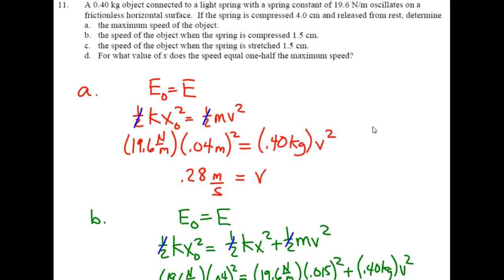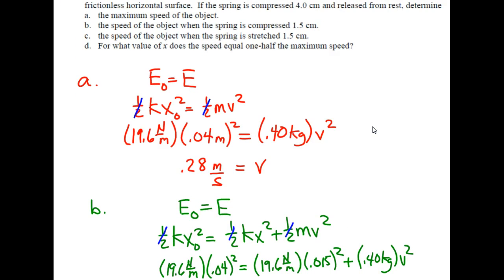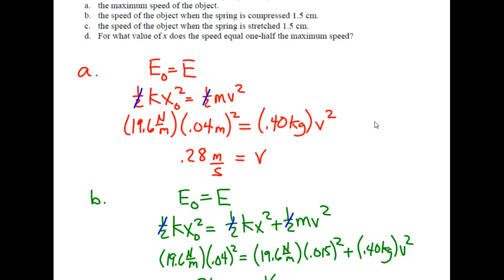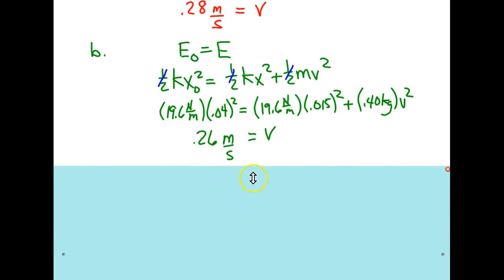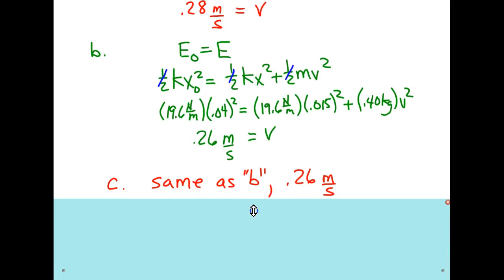For C, they want the speed of the object when it's stretched 1.5 centimeters. This answer is going to be identical to a compression of 1.5 centimeters, because the stretch or the compression is measured from equilibrium. Therefore, the elastic potential energy in the final state is the same in both parts C and B. So our answer is exactly the same. The calculation would look identical, and we get 0.26 meters per second.